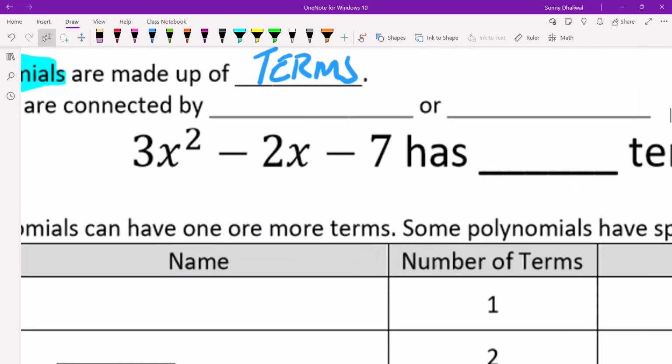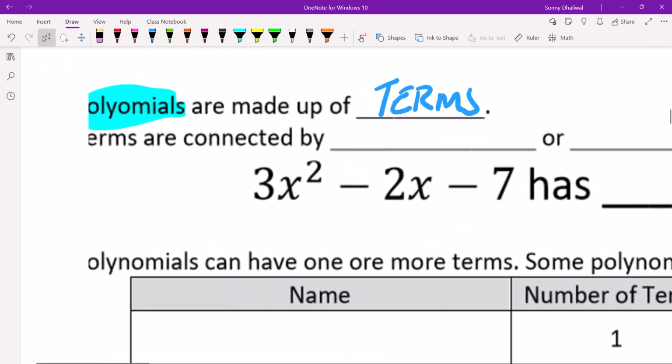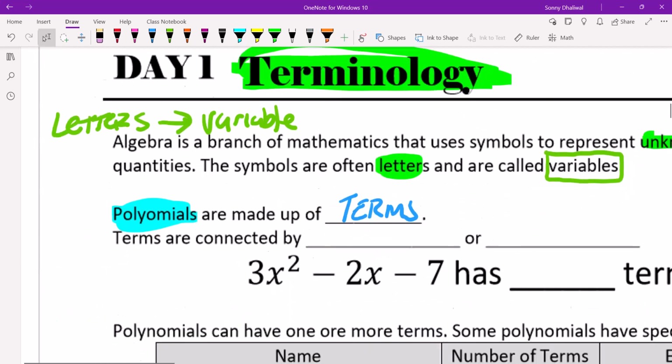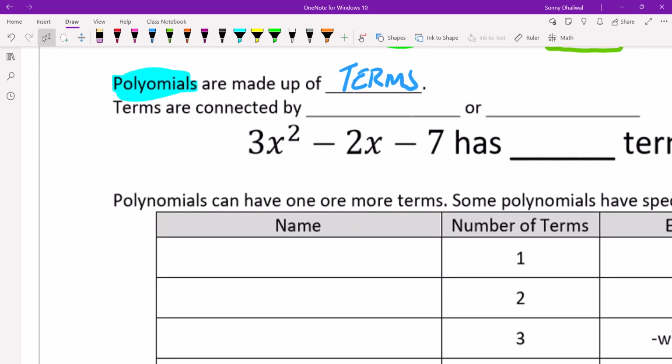So if this is an expression, like, ooh, it jumped. Where did it go? Zoomed in too much. So looking here, if this is an expression, terms are connected by, or separated by, if you want to use that phrase, addition and subtraction symbols.